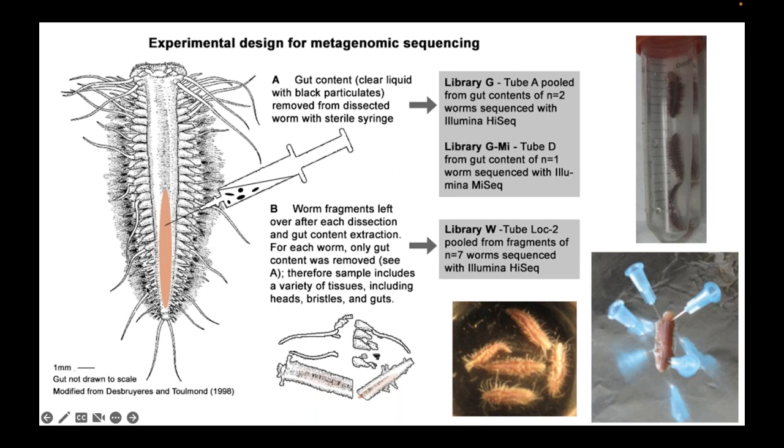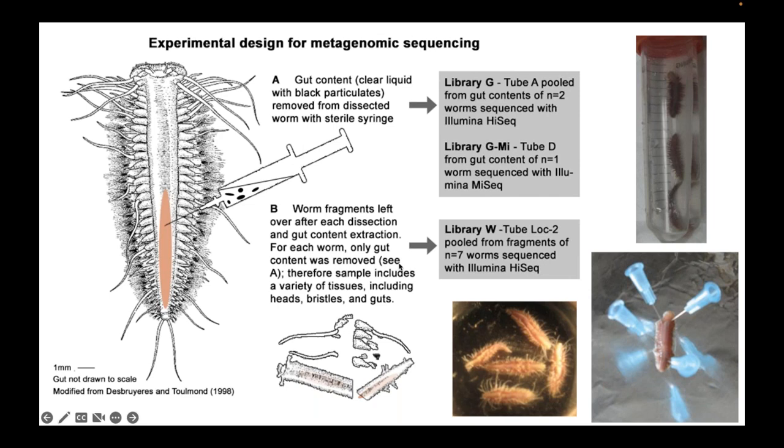So these worms were collected live and rinsed with 0.2 micron filtered seawater before dissection. They were not pre-treated with any antiseptics or antibiotics. And from each worm, the gut contents were extracted with a sterile syringe. And the gut contents had the appearance of clear liquid with black particulates, and they do not include the actual gut organ or tissue. And the gut contents from two worms were pooled and used for Illumina HiSeq sequencing to produce a library, which we call library G. We also used the gut content of another worm for Illumina MiSeq sequencing to produce library GMI.